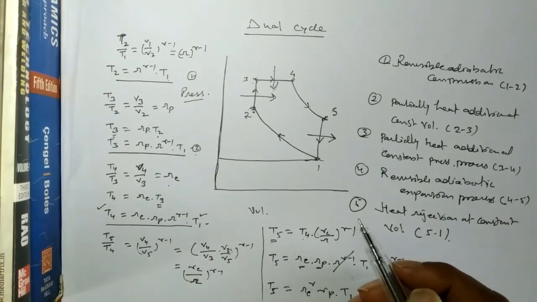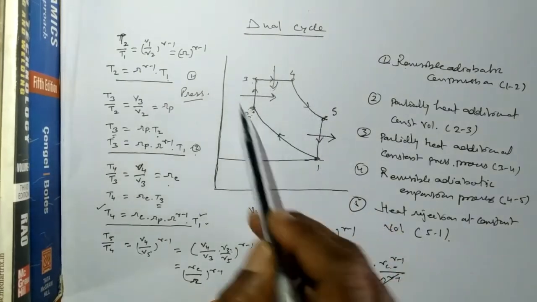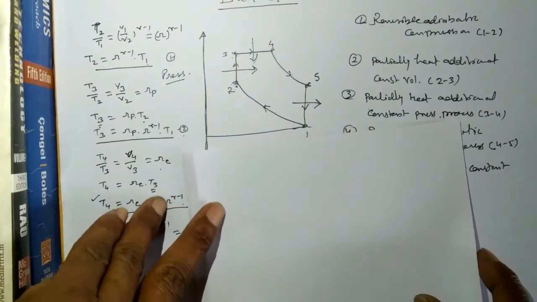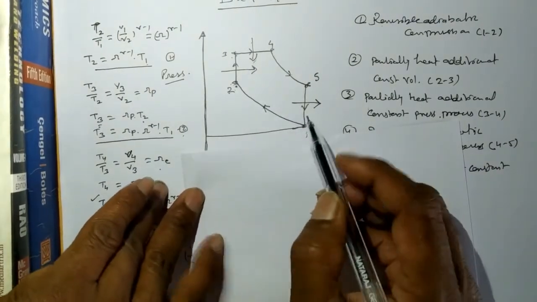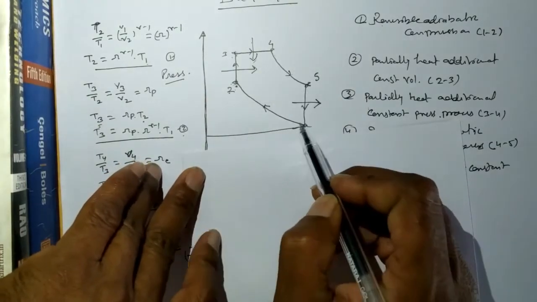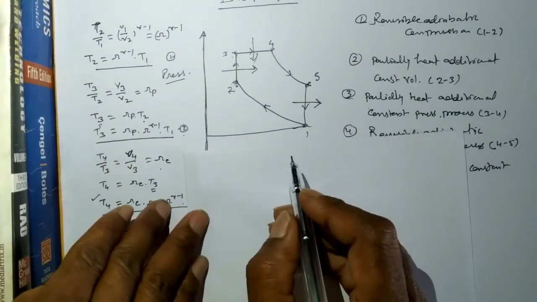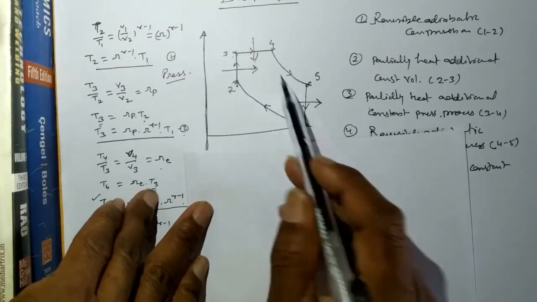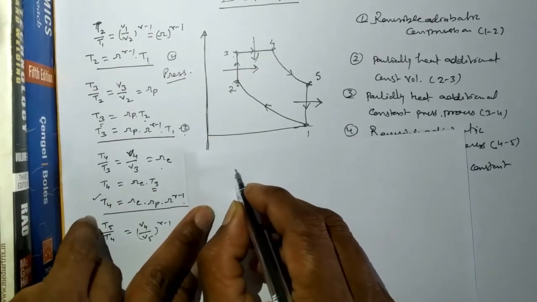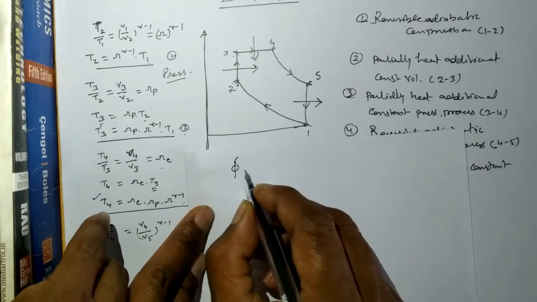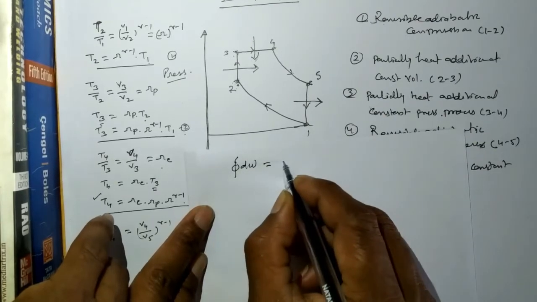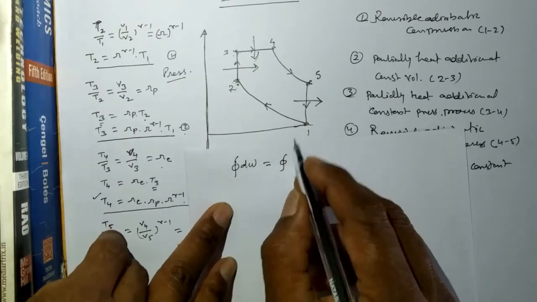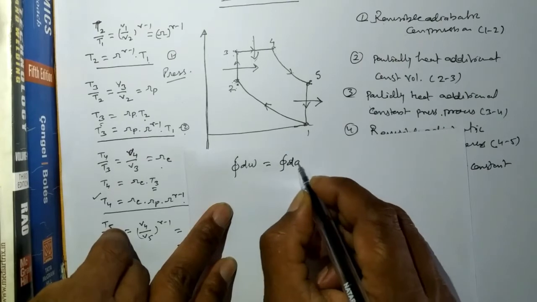Now we can similarly find the value of pressure and volume also if we need it. As we are saying, this makes a complete loop 1, 2, 3, 4 and 5 and 1. Hence work done by this closed cycle is proportional to the heat supplied, that will equal to dQ.